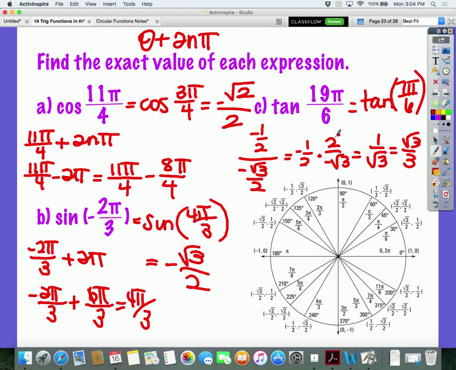When you multiply straight across, your 2's cancel out, leaving you with a positive 1 over a positive square root of 3. A negative times a negative is a positive. Can't have a radical on the bottom, so again, you've got to continue to simplify. A little long rule.